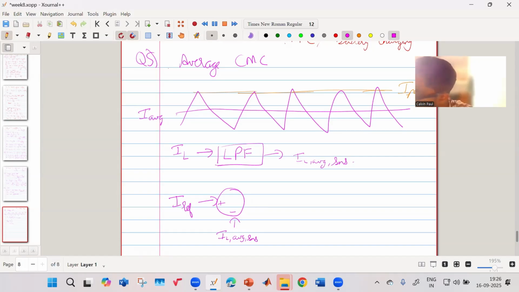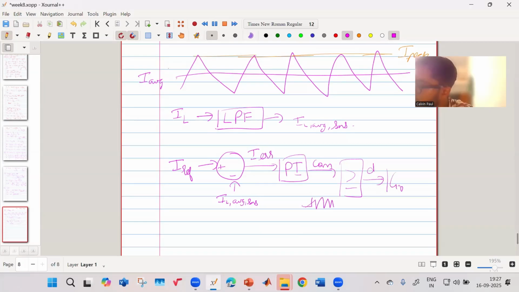Next, you get your current error. You will pass it through a PI controller that will generate your command signal, which is compared with a sawtooth ramp that generates your duty. That duty goes through your GVD, which generates your V output.